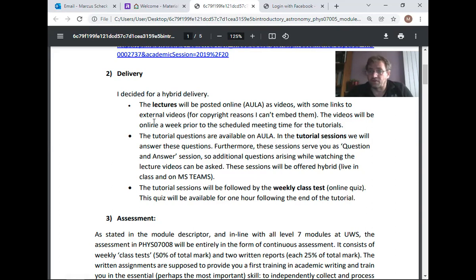Then we're going to have the question and answer tutorial sessions, and they are followed by a weekly class test. It has to be on MS Teams, unfortunately. I would have really liked to have a hybrid. So they are followed by the weekly class test, which is an online quiz.